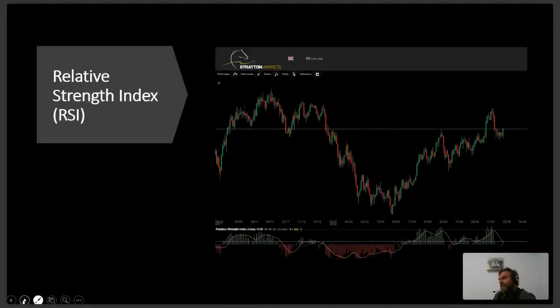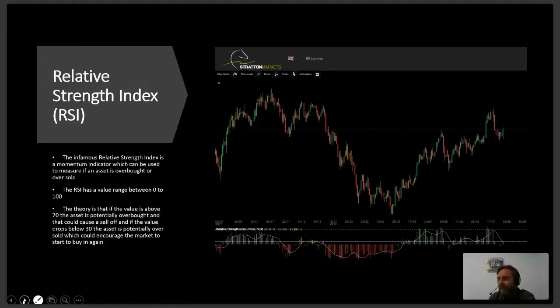Now, the relative strength index, or simply known as the RSI. The infamous, as I call it, relative strength index is a momentum indicator which can be used to measure if an asset is overbought or oversold. The theory being that if something's overbought, the market might start to sell off. If the asset is oversold, the asset might start to be bought up again.